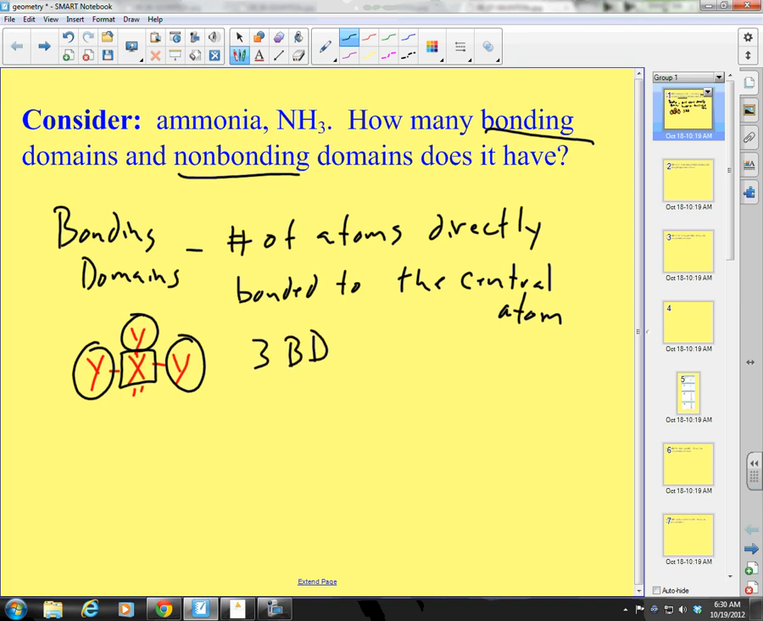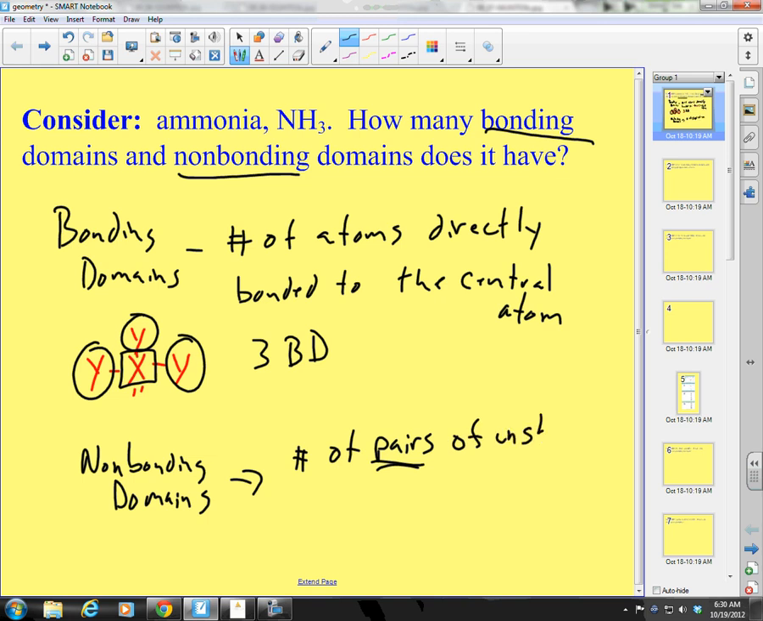Now, what are non-bonding domains? Well, non-bonding domains are the number of pairs, that's important, pairs of unshared electrons on the central atom. Now, what's an unshared electron? Oh, that means it is not bonded. It's not shared with another atom.